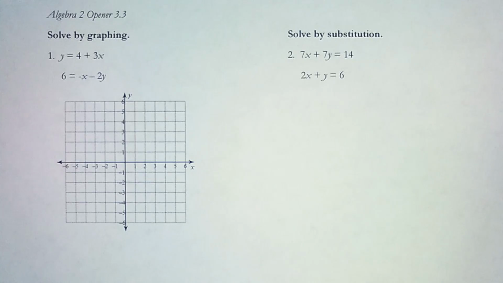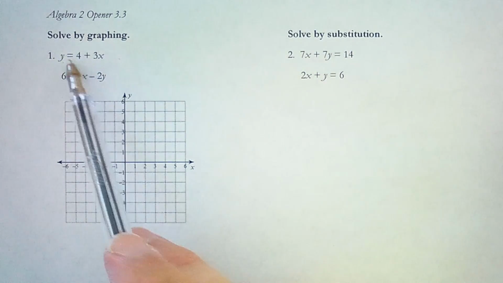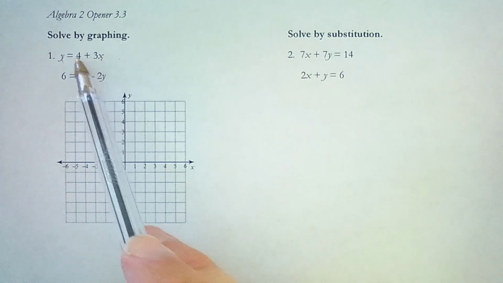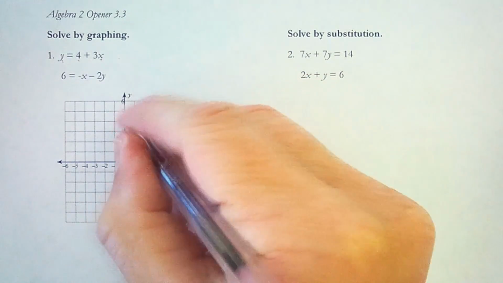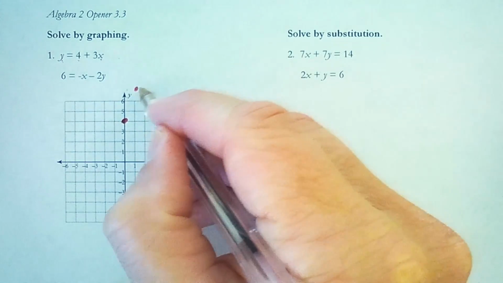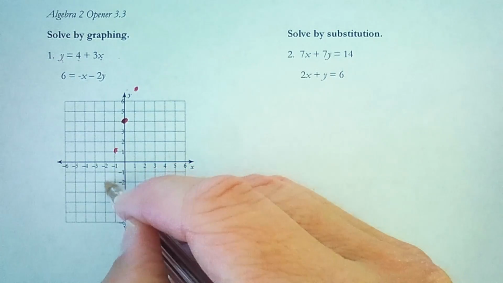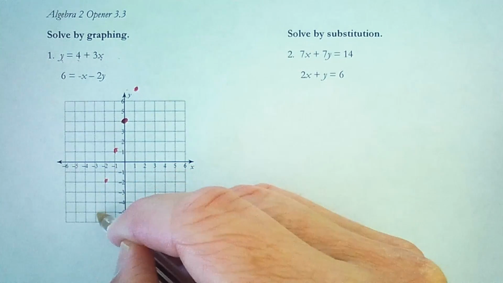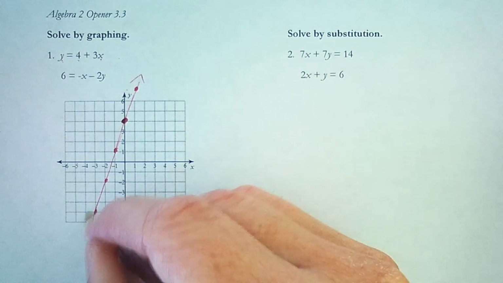Hey everybody, in this video we are going to solve two systems of equations, one by graphing and one by substitution. Our first equation here for graphing is in y equals mx plus b. The y-intercept is 4, and the slope is 3, so that's up 3 and right 1. It's a little off the graph, but that's okay. Down 3 and left 1 keeps that same slope, and we'll do that through the entire graph. And there is the first line.